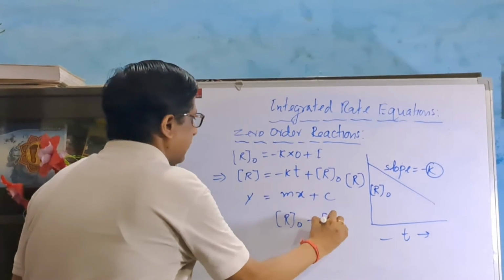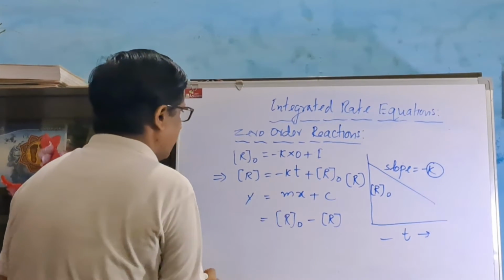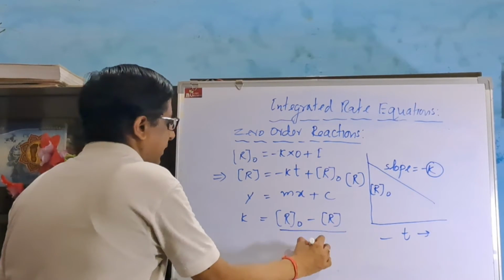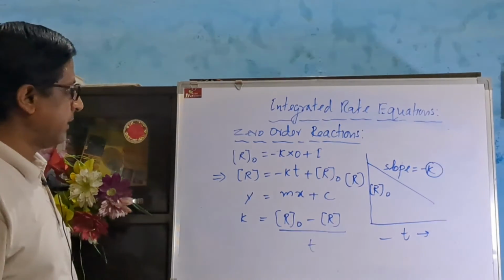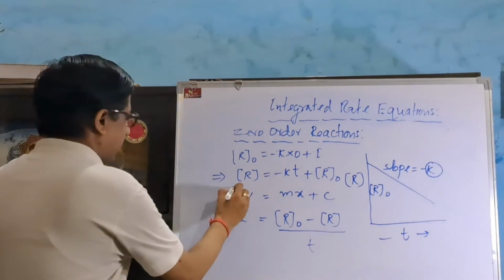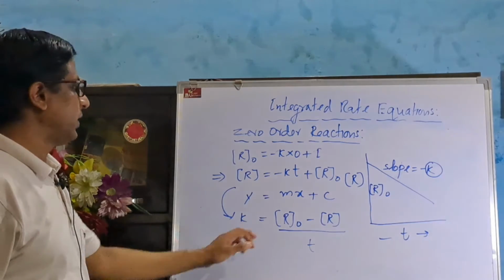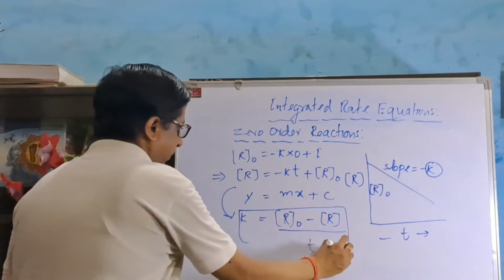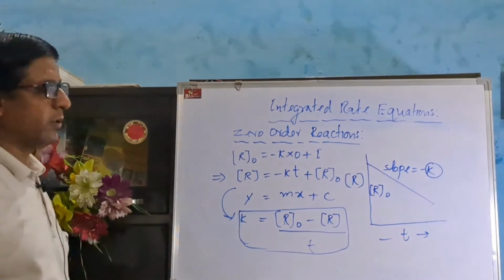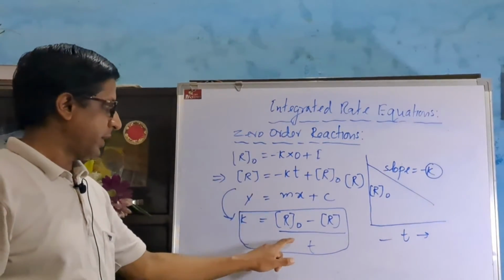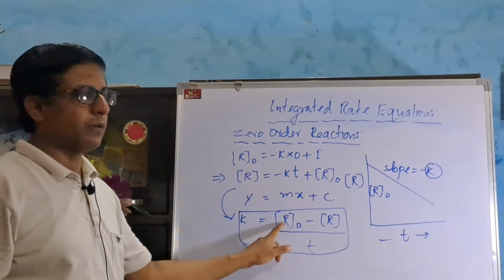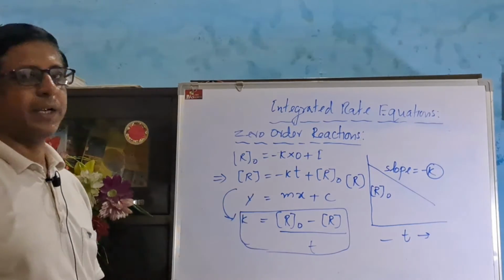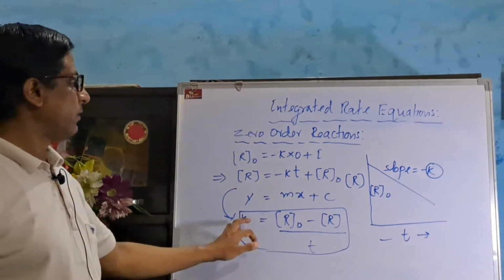R0 minus R is equal to k into t. On rearrangement, we obtain k is equal to R0 minus R upon t. From this equation, we can also calculate the rate constant for a zero order reaction. If we know the initial concentration of reactant and the concentration of reactant at time t, then we can determine the rate constant for zero order reactions.